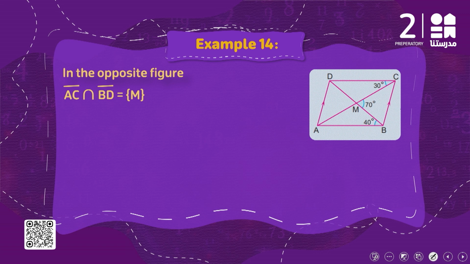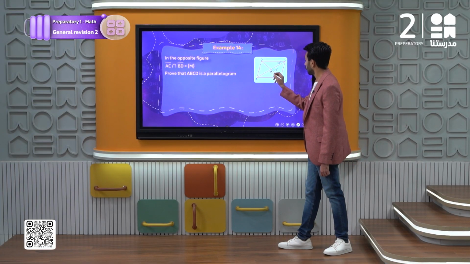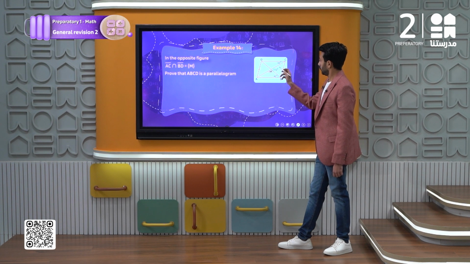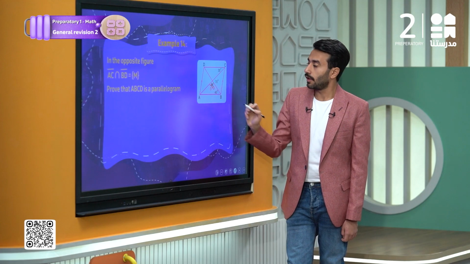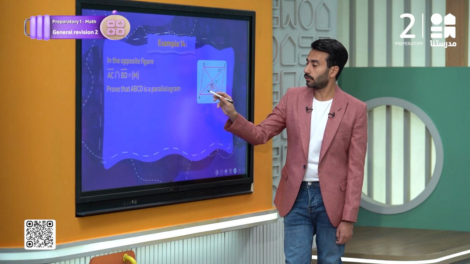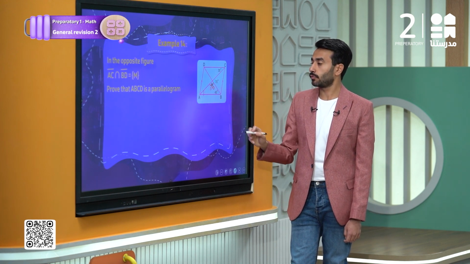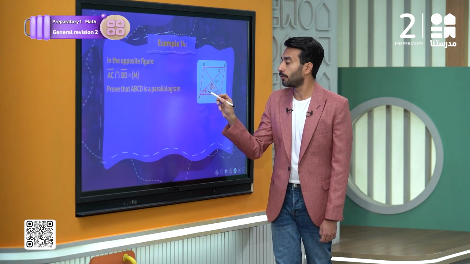In the opposite figure, AC intersect BD equal to M. Prove that ABCD is a parallelogram. First of all, you can find the measure of this angle. This is very easy. 180 minus 70, it will be 110. And then you can find the other angle here. You can add all of these two angles together, it will be 150. Take it from 180, it will be 30.